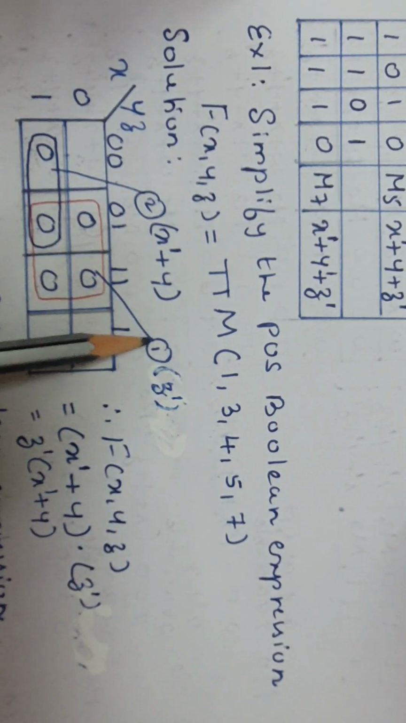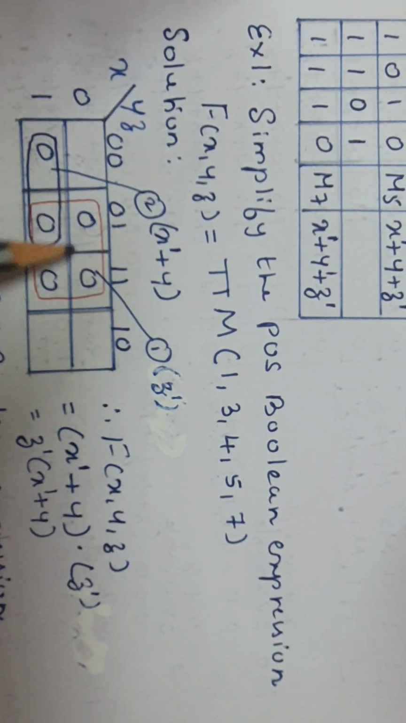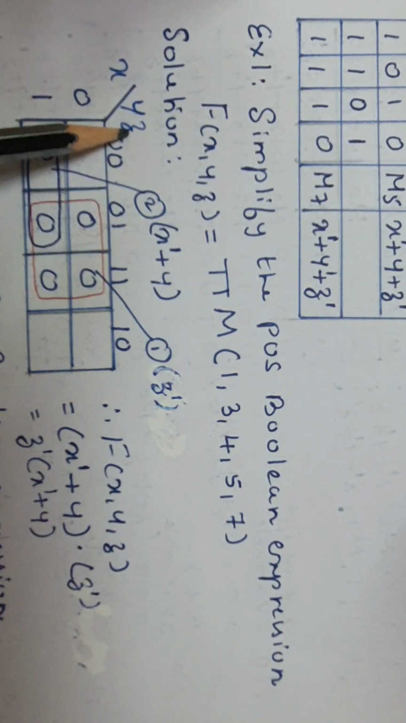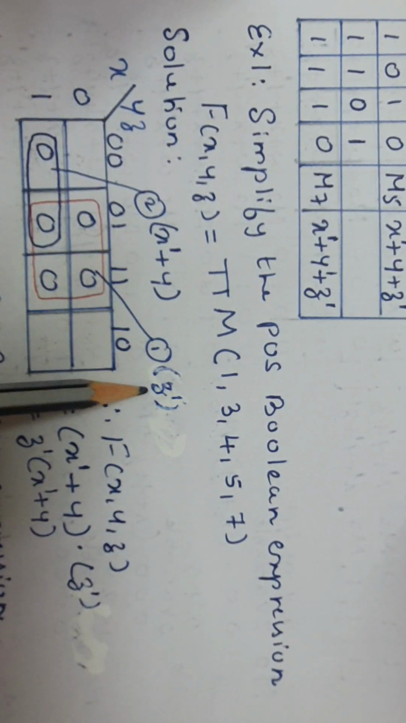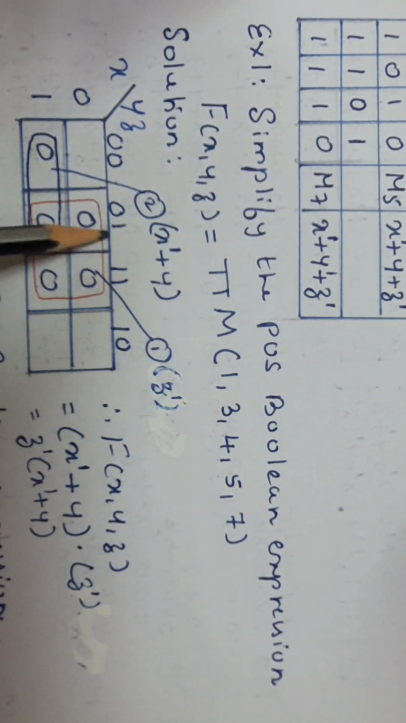So for this group, if you consider these 4 zeros, they come in these 2 rows. Row wise, x is 0, x is 1 here, nothing is common, leave that. Then these 4 zeros are covered in these 2 columns. Here 0, 1, 1, 1. This 1 is common, that corresponds to z, and hence we have to write z dash because z is 1.